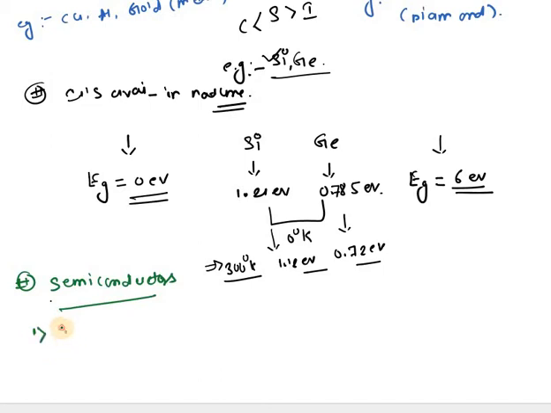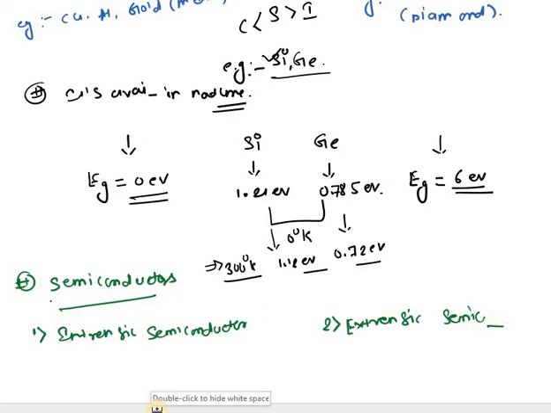Number one is called intrinsic semiconductor, and the other type of semiconductor is called extrinsic semiconductor. What are the two types? So we have first type as intrinsic and the other type as extrinsic semiconductor. Now how will you define intrinsic and extrinsic? That is also a point of discussion.